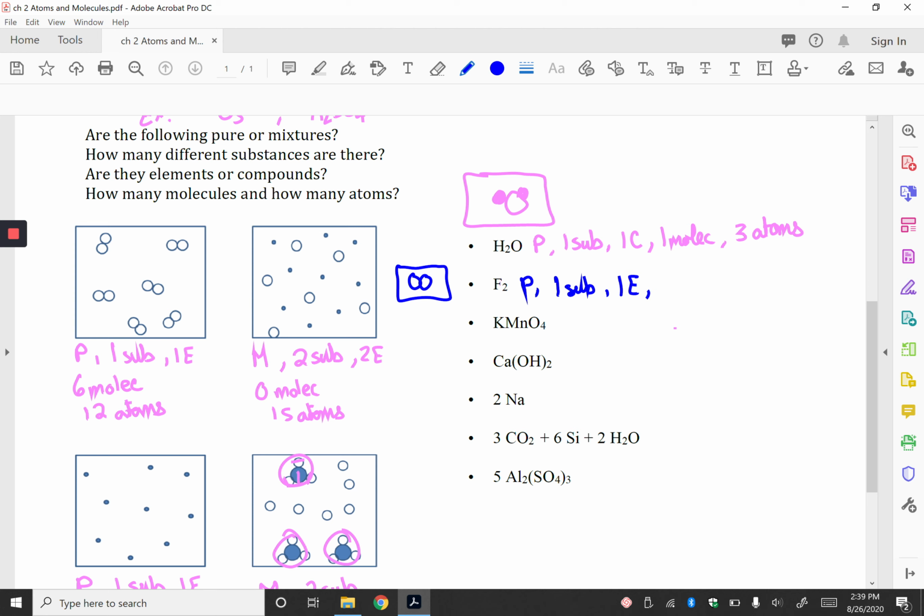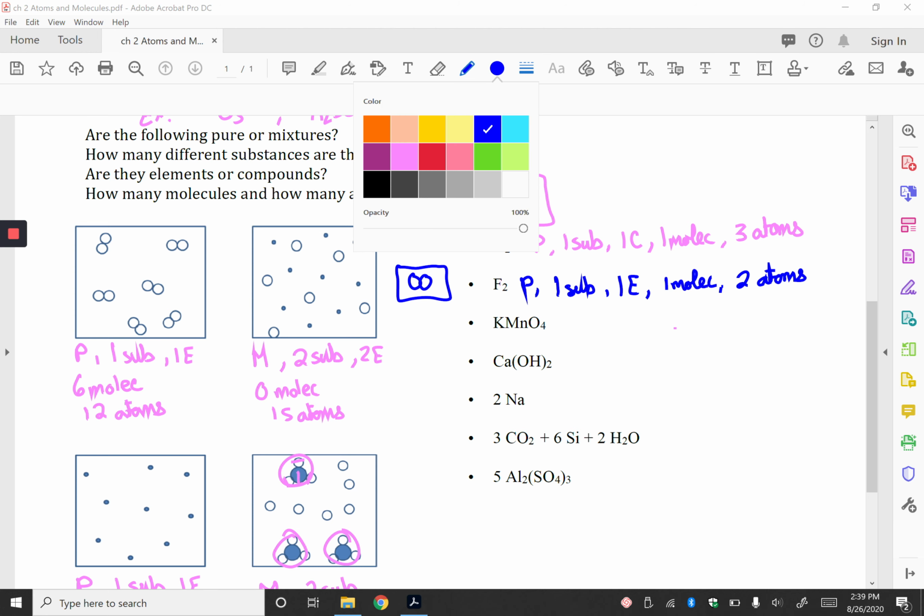How many molecules are there? There is 1 molecule. 1 molecule made up of 2 atoms bonded together. 2 fluorine atoms make up 1 molecule of F2. Okay, next one.